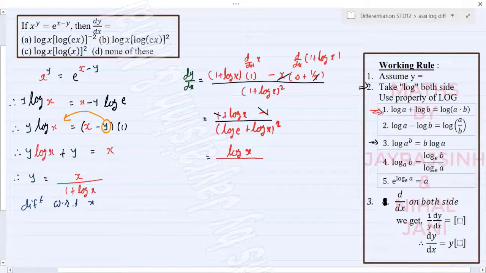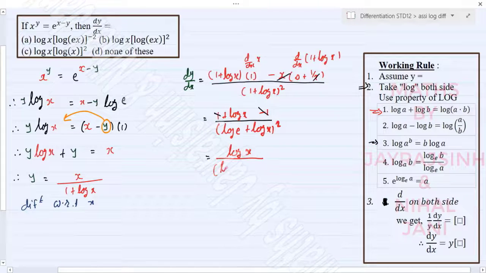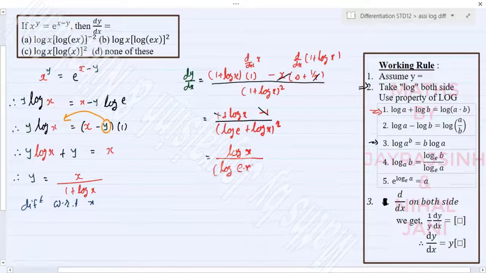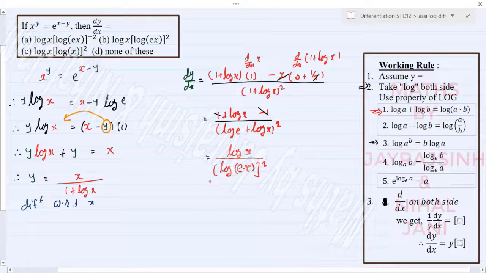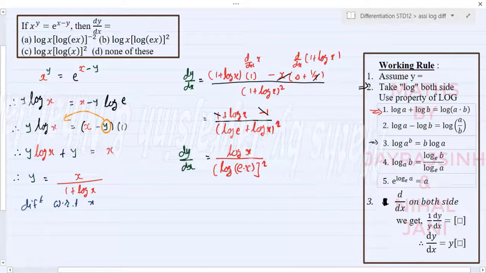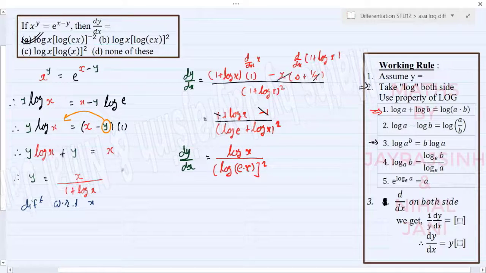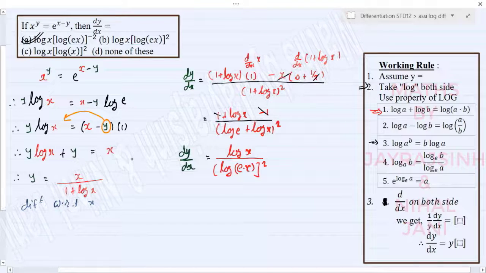Upon using the first property of log, we can say our denominator can be simplified as log e into x the whole square. We get our dy by dx is equal to log x upon log ex the whole square, which is given in option A. Ta-da!